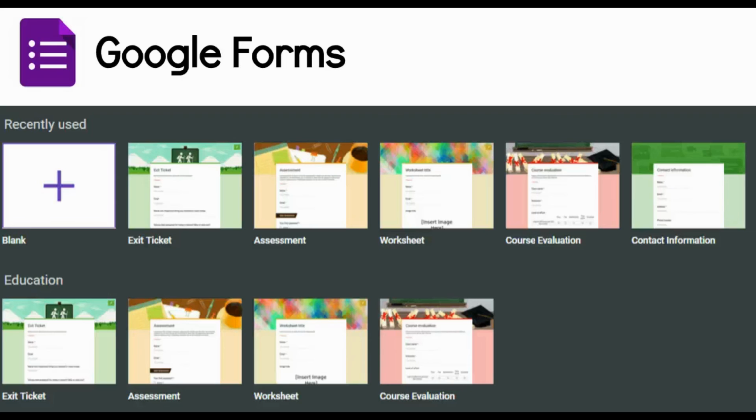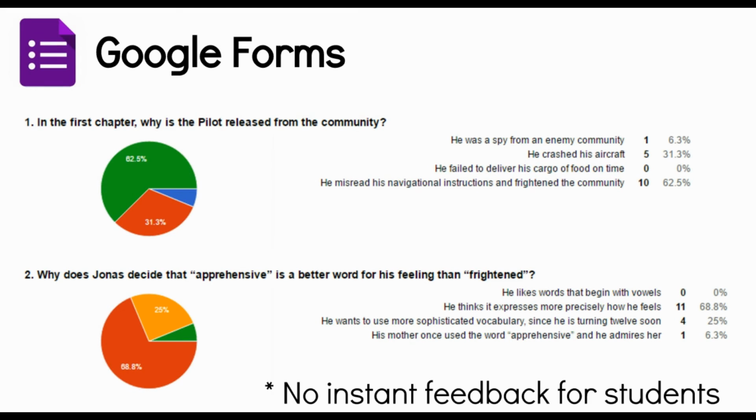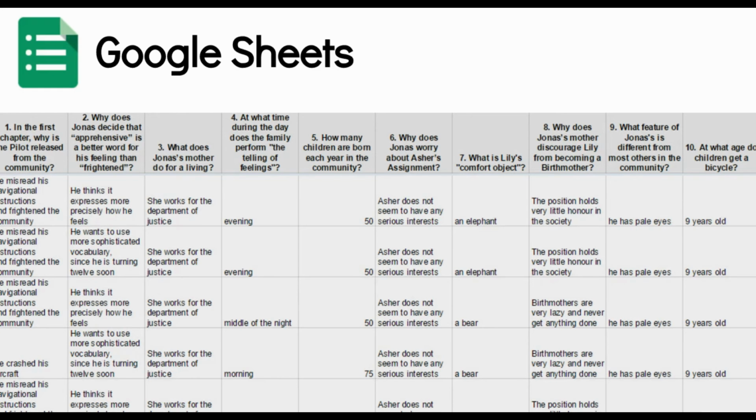The new Google Forms has so many new templates to choose from, it's really easy to set up and add different questions. There's also a built-in response function, so you can quiz the class and kind of take up the answers together. There's no instant feedback for students. They don't know whether they're right or wrong until you take up their results together.